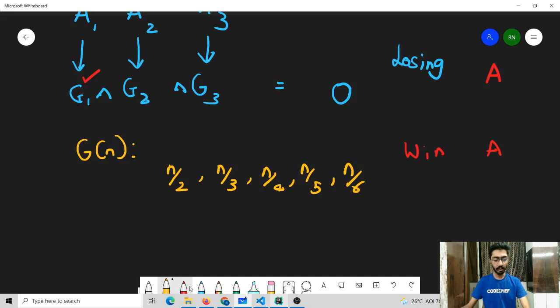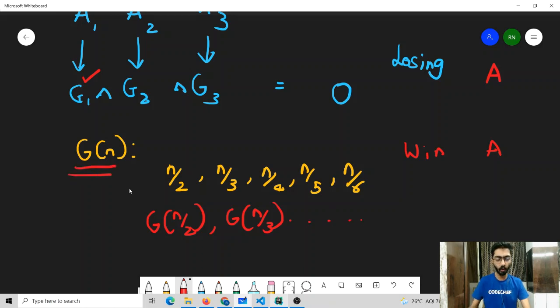We can recursively call and find the Grundy number of these states. And once we have the Grundy numbers of these states, the Grundy number of this state can be easily found by taking the mex of these numbers. Now what is mex? Mex is the smallest non-negative value which has not appeared. I'll take an example to explain what mex is.